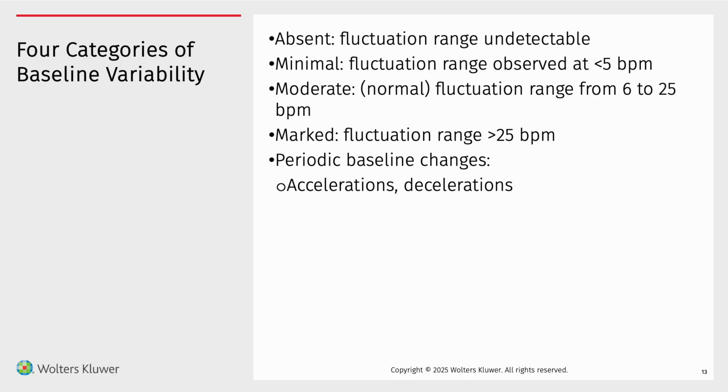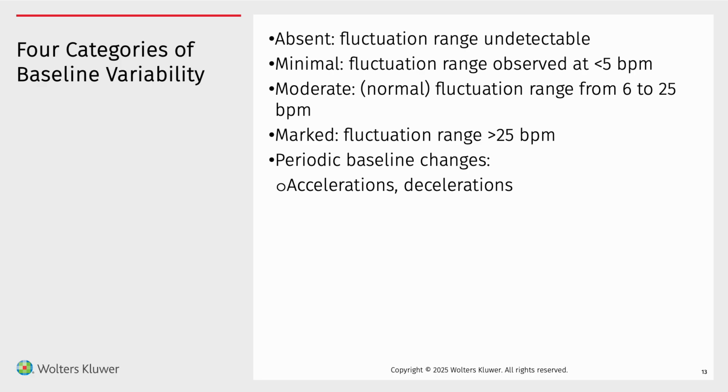Number two is minimal. Fluctuation ranges from less than 5 beats per minute. This may be benign, such as during fetal sleep, or an early signal of hypoxia, maternal medication like opioids or magnesium sulfate, or even prematurity. It's important to assess the overall clinical picture.